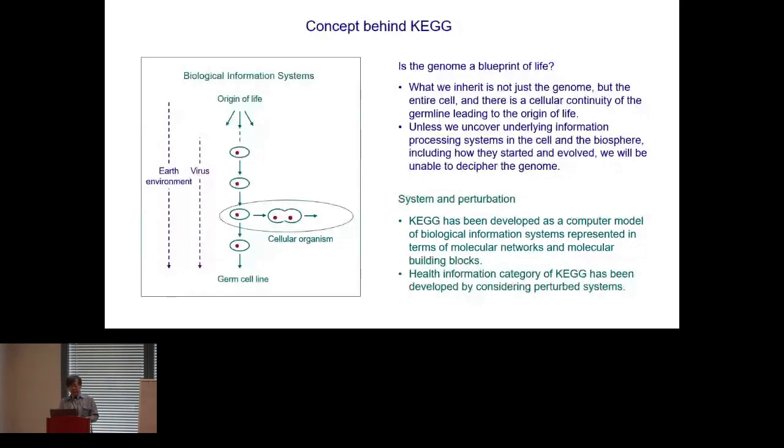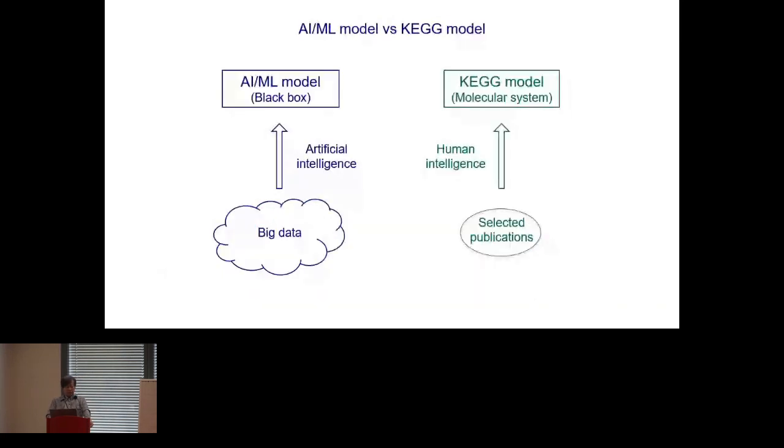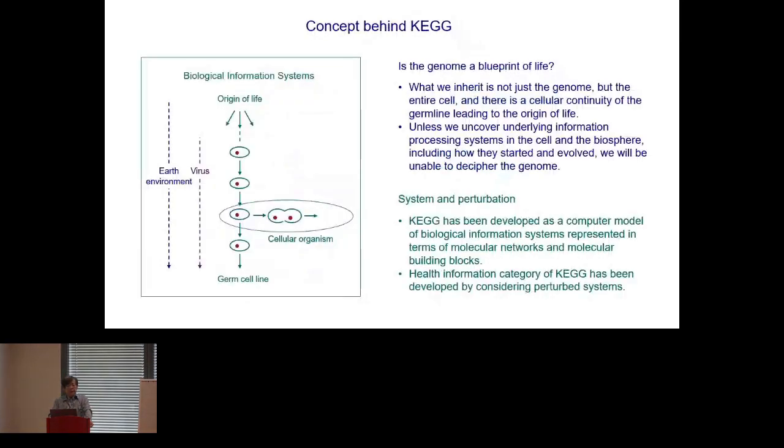It's a more fundamental issue, meaning that the genome is not sufficient to construct an organism or evolution, or biological information systems in general. So the concept behind KEGG is this. Is the genome a blueprint of life? I think first of all, what we inherit is not just the genome, but the entire cell. And there is a cellular continuity of the germline leading to the origin of life. So unless we uncover the underlying information processing systems in the cell, the organism and the biosphere, including how they started and evolved, we will be unable to decipher the genome. So this is my basic concept about KEGG.